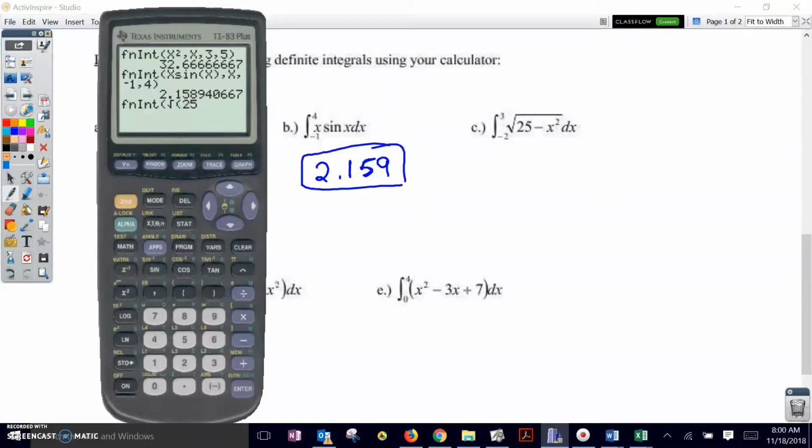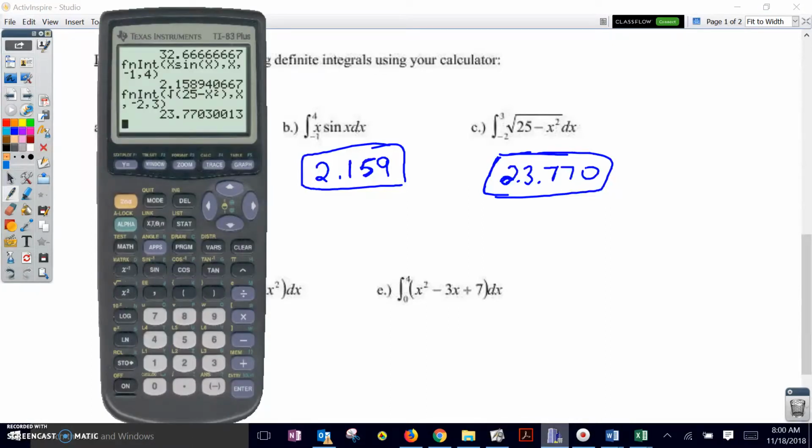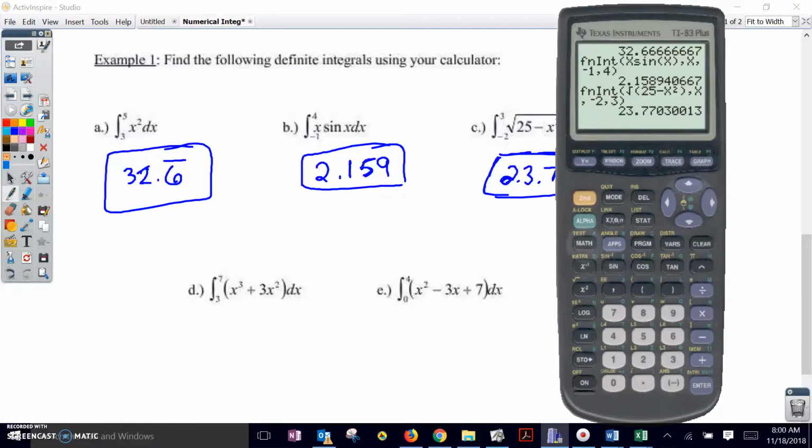And so you see, by doing this, we can arrive at approximate integral values for pretty much any function that we want very quickly and easily. Using this command on our calculator, we end up with 23.770 here for part C. And go ahead and pause the video and try to calculate these values on your own on your calculator and make sure that they jive with the answers that we get.